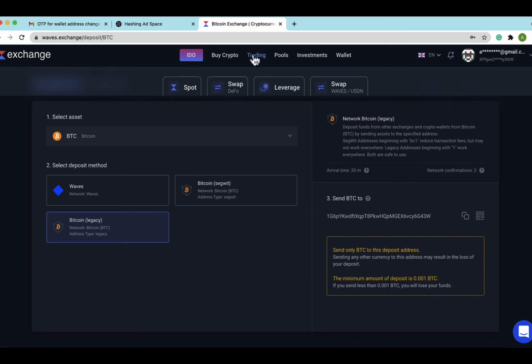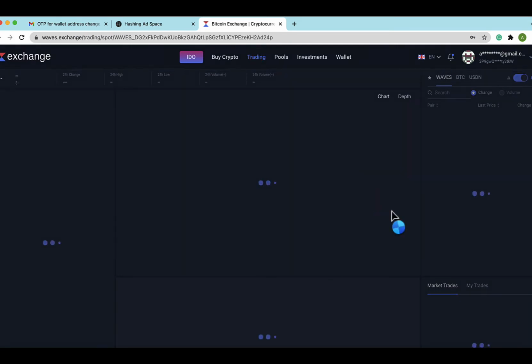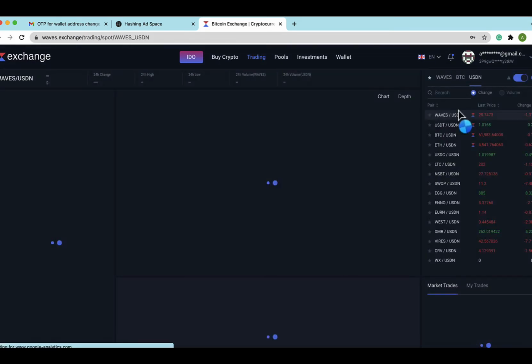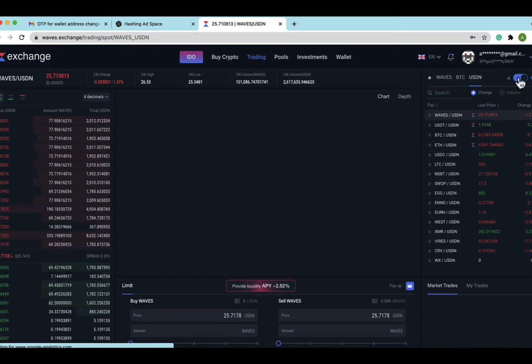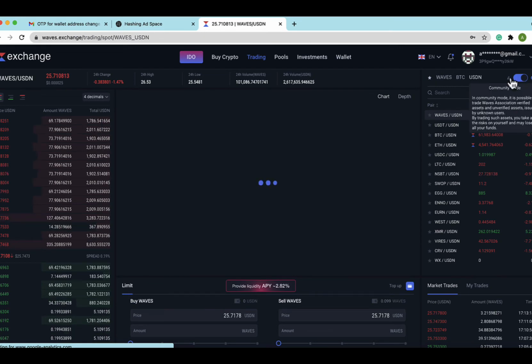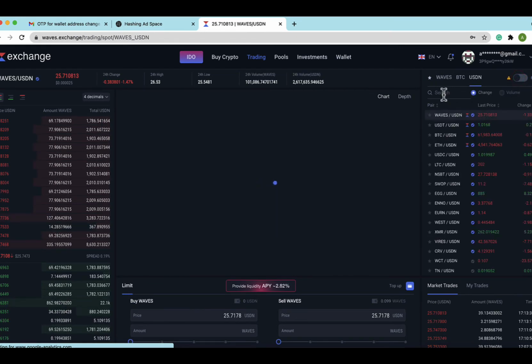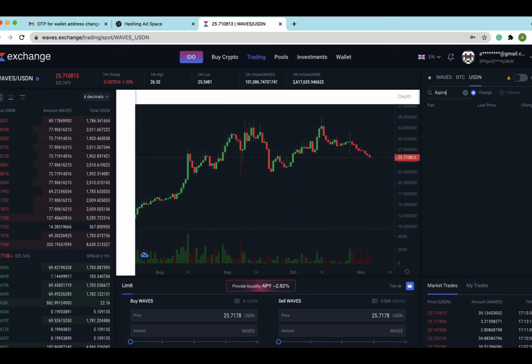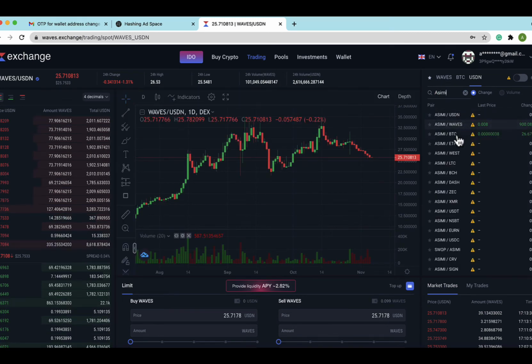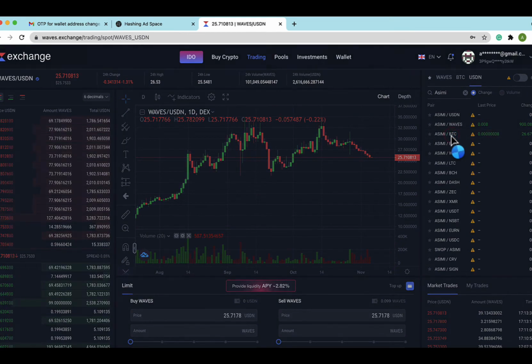Now, with that said, we're going to head to the Trading tab, and on the Trading tab, we want to be able to trade in community mode. So we need to select community mode, and then we can search for ASIMI. When the ASIMI pair comes up, we'll be trading ASIMI Bitcoin right here.